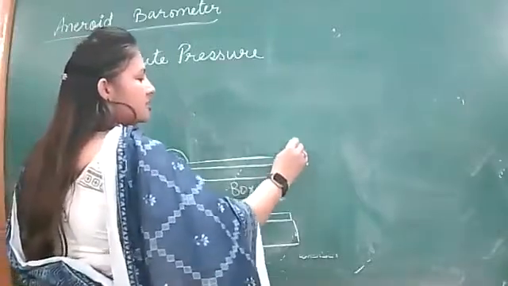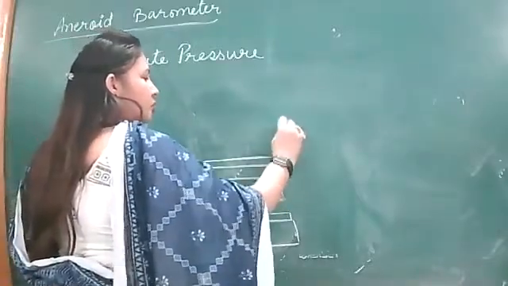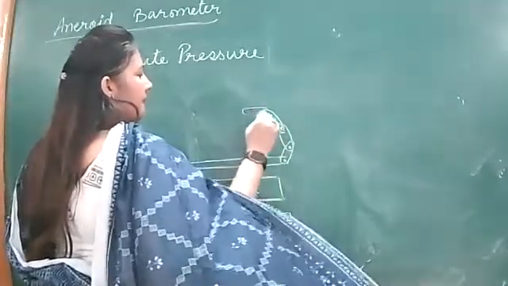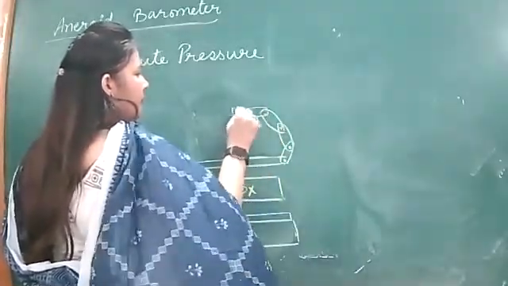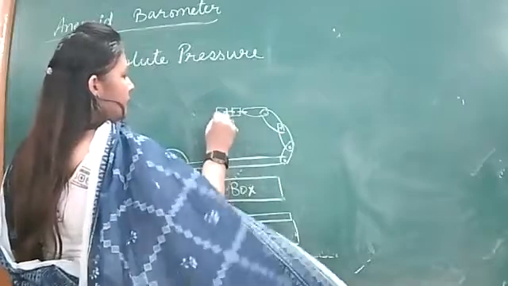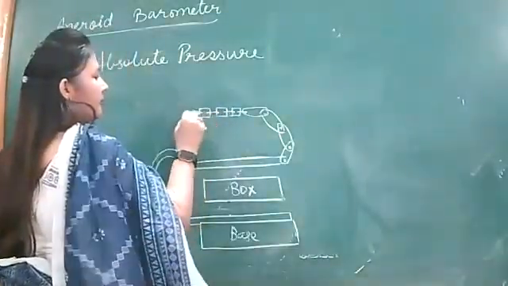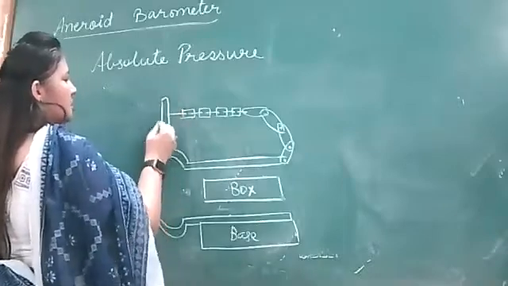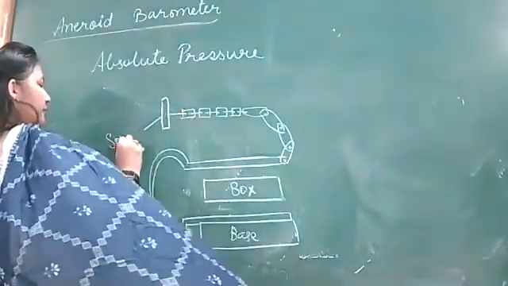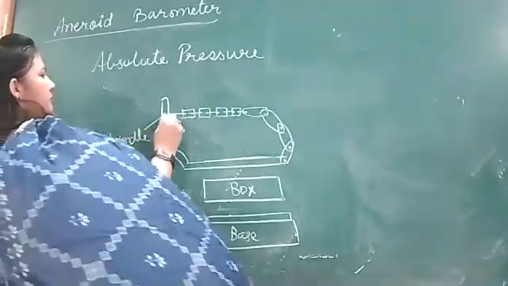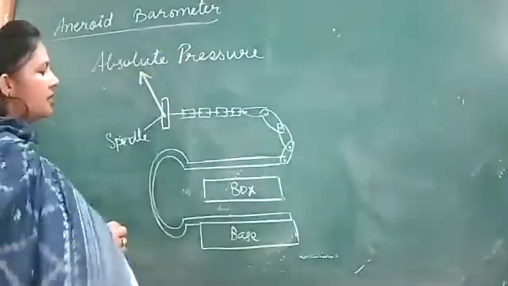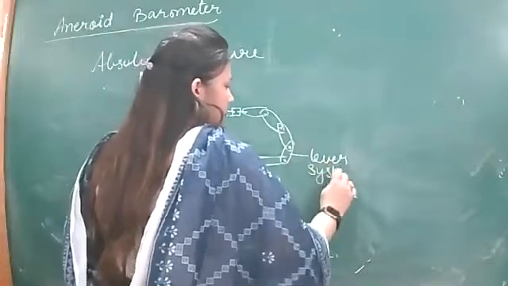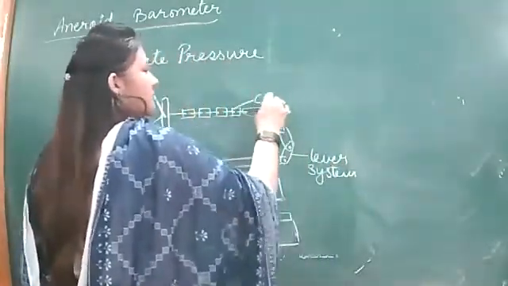Then there is a lever system. I'll tell you why this kind of system is there. Lever system is there. Chain system is there. And after the chain system, we are having this spindle, and to which a pointer is attached. This is lever system. This is chain system.